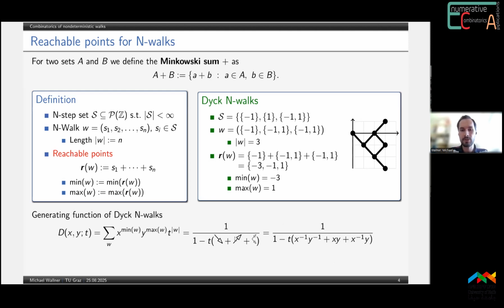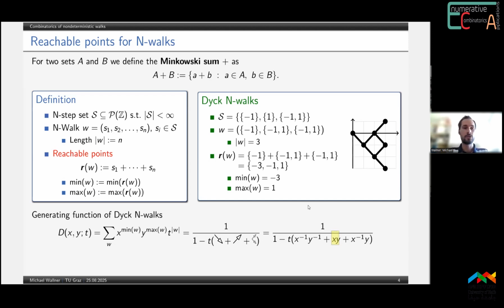So basically here, we just need to track what the down is doing to the min and the max. Well, it decreases both. So we need to decrease the min and the max. The up then increases both, and the fork in this case decreases the min and increases the max. So basically we got here the full generating function.